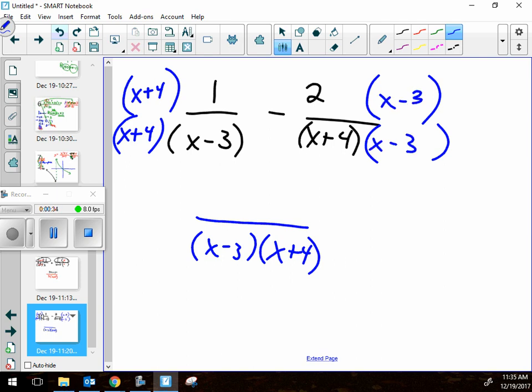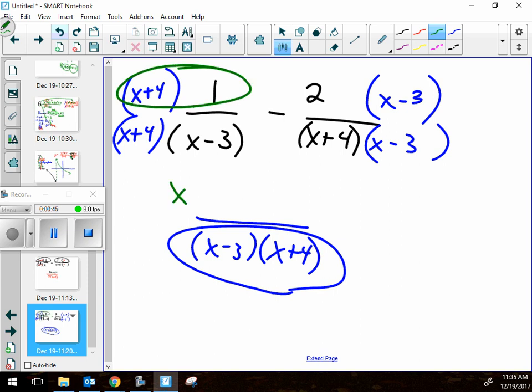And do I actually need to multiply this all out? No. If you can factor it, you should. It's already factored. It's good. Just leave it that way. Now, how about the top? The top does need to have some work done. 1 times x plus 4 is x plus 4.